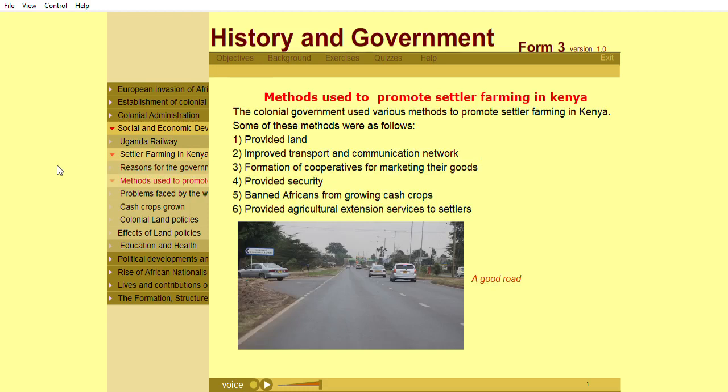The colonial government used various methods to promote settler farming in Kenya. Some of these methods were as follows: provided land, improved transport and communication network, formation of cooperatives for marketing their goods, provided security, banned Africans from growing cash crops, and provided agricultural extension services to settlers.